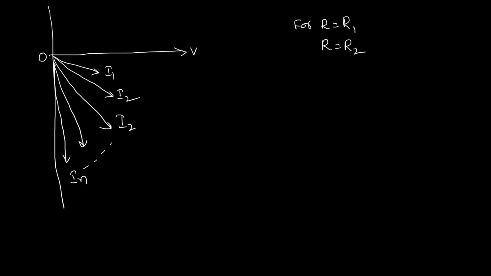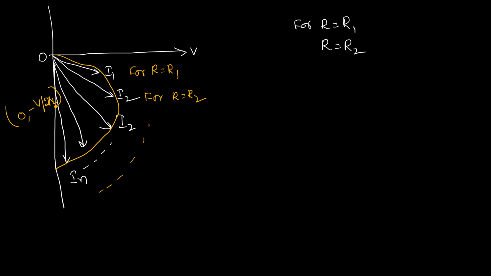Now if you take the tips and draw the locus, you'll be getting a semicircle like this. What is the center from the equation? The center is 0 comma minus v by 2xl. So this should be our center. This I1 is for r equal to r1, this is for r equal to r2 and so on. In this way we can draw the locus diagram for the RL series circuit with R variable.